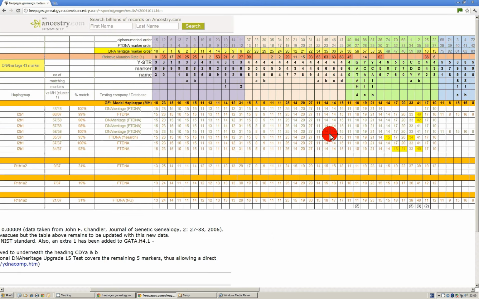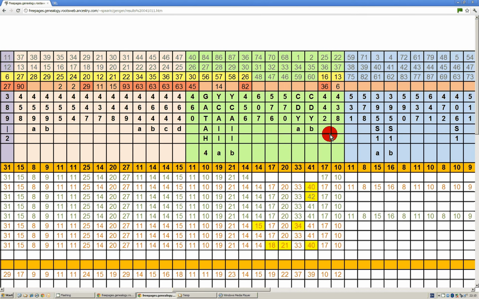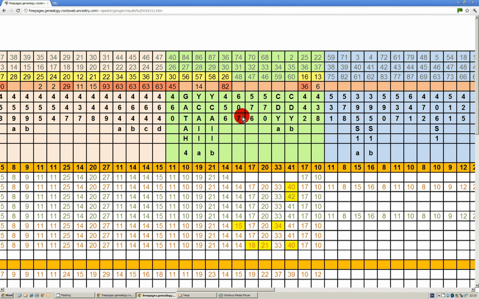Let's take a closer look at the ones. There we go. Now we'll see that for marker 607, 6 of the 7 members in genetic family 1 have a value of 14, but there's one person that has a value of 15. Similarly, for marker 576, 6 of the 7 people in genetic family 1 have a value of 17 for this marker, but the last member has a value of 18. And we see that there are also mutations for marker 570, for marker CDYA, and for marker CDYB.